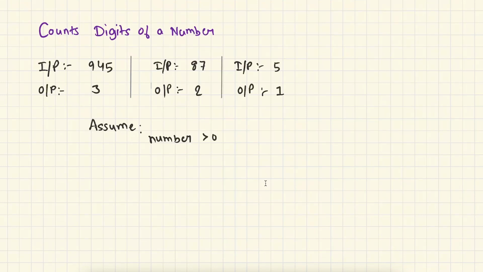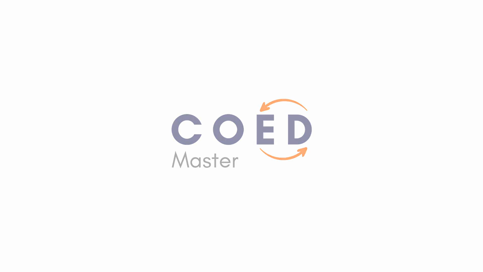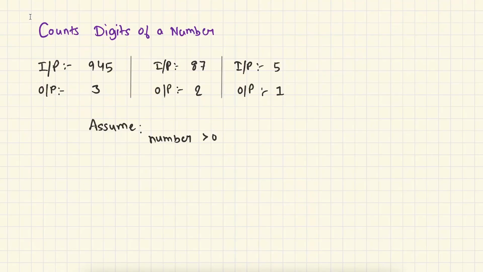In this video, we are going to solve this problem. And the problem is given as count digits of a number. So let's get started. Let's see this problem. We are given a number and we have to find the number of digits of that number.